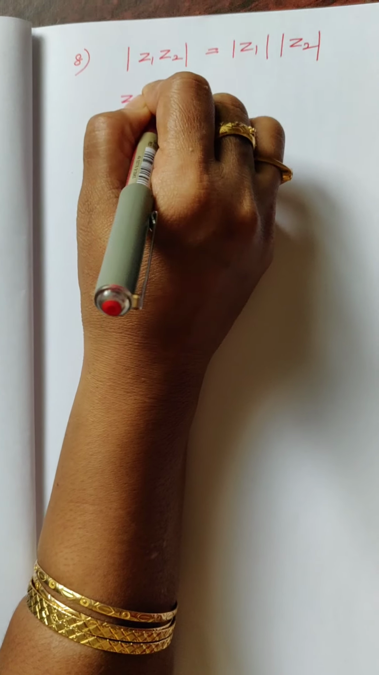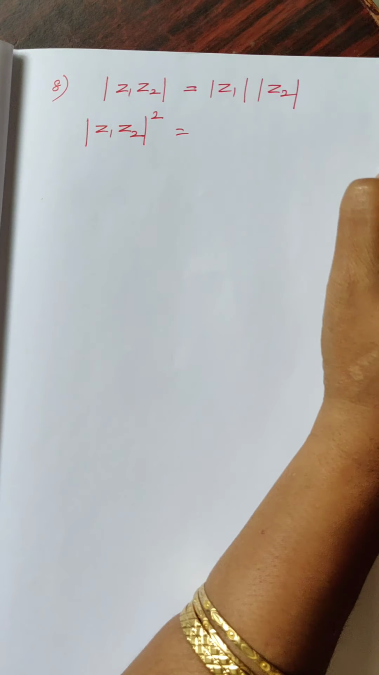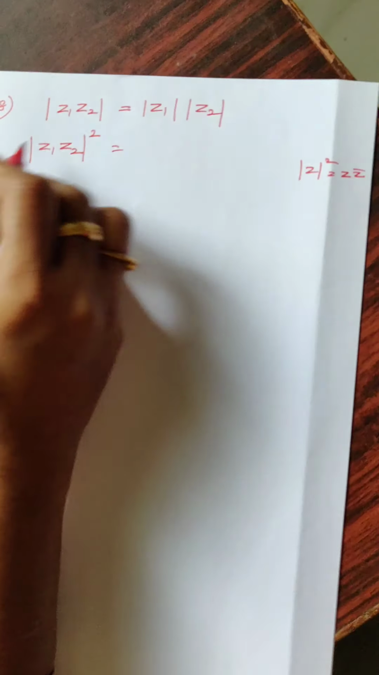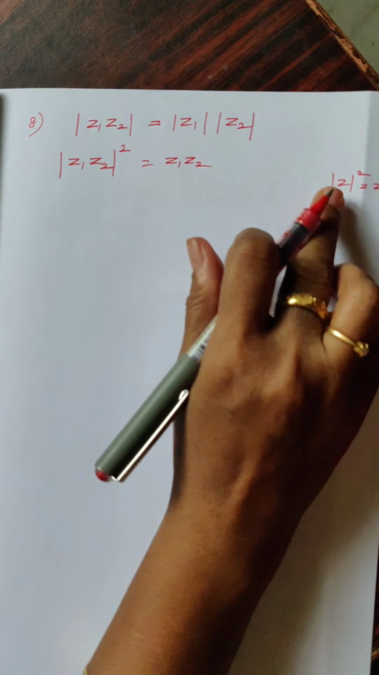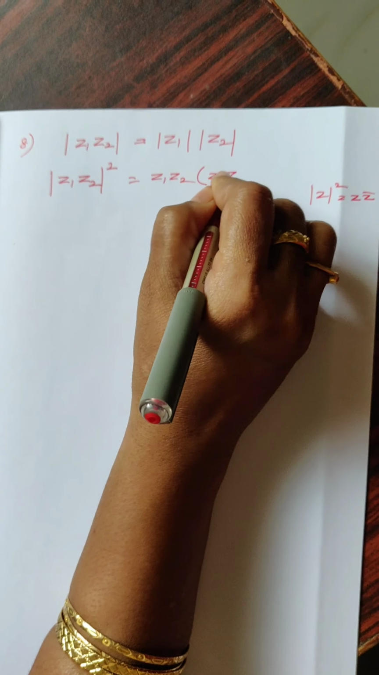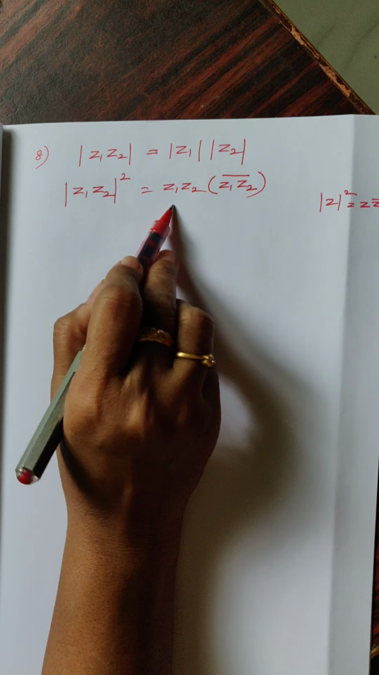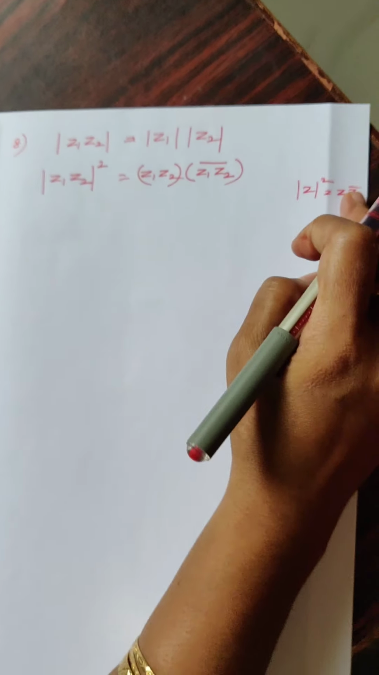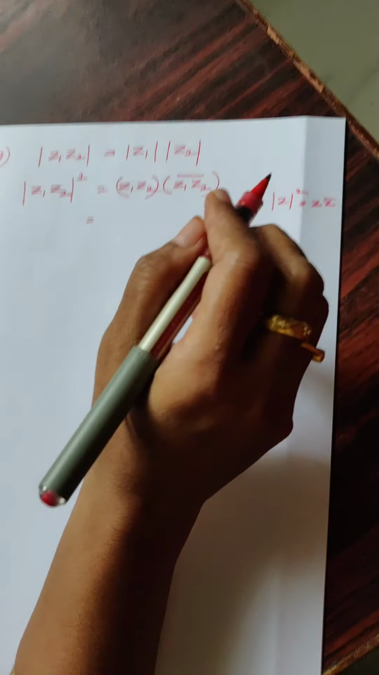z1 z2 modulus square. So modulus of z square is equal to z into z bar. I am using the same concept. So z1 z2 inside is z1 z2 into z1 z2 the whole bar. Clear now? z1 z2, first what is inside? Inside is z1 z2 into z1 z2 bar. So just I am going to multiply all these things.